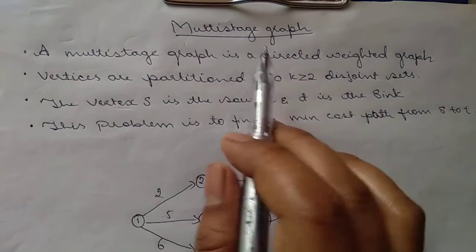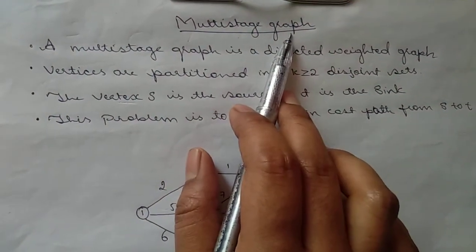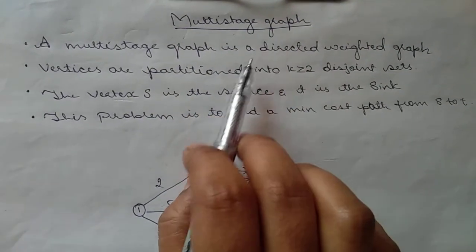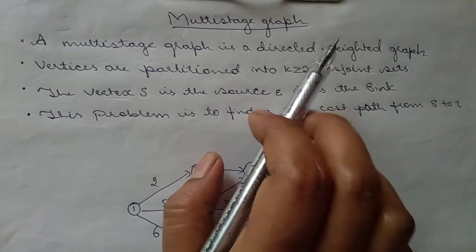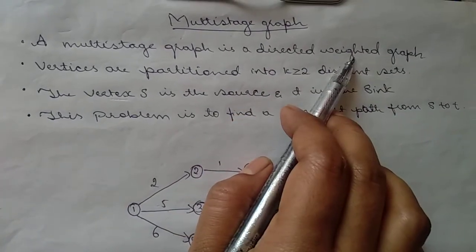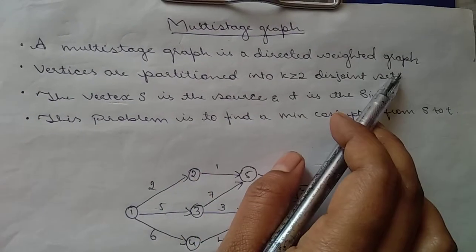One more method, that is multi-stage graph. It is very important. Okay, graph, you know, it is a directed graph or an undirected graph. But here a multi-stage graph is a directed weighted graph. It should be directed and it should have a weight on each and every edge. Okay, multi-stage graph is a directed weighted graph.